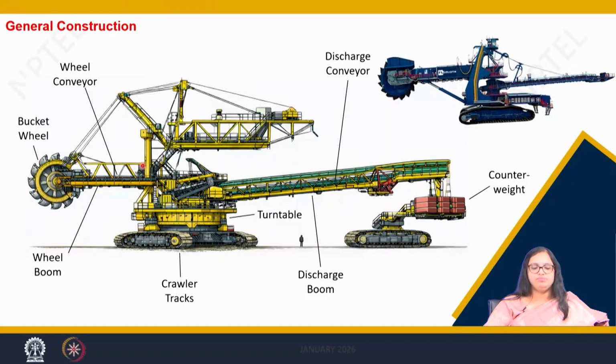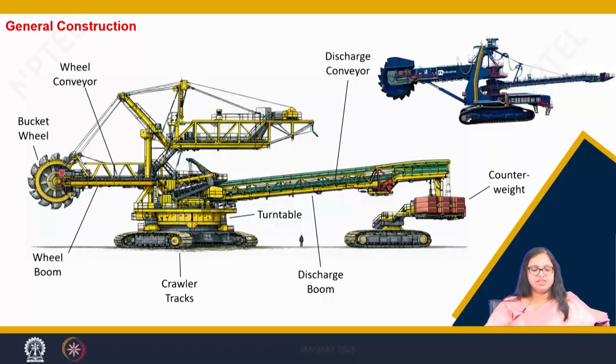So in order to balance or maintain the stability of this machine, there is a counterweight boom which is given to counterbalance the weight or the shift in eccentricity of the whole machine that comes due to the loading of the material onto the wheel conveyor and due to the cutting operation that happens at the front of this boom, that is by the bucket wheels.